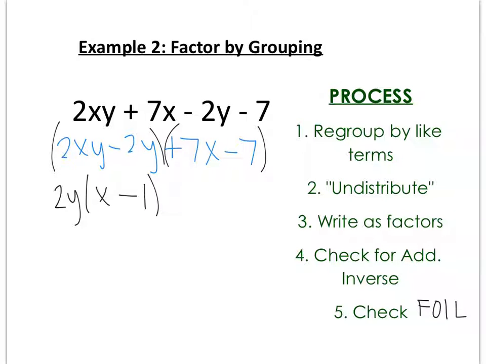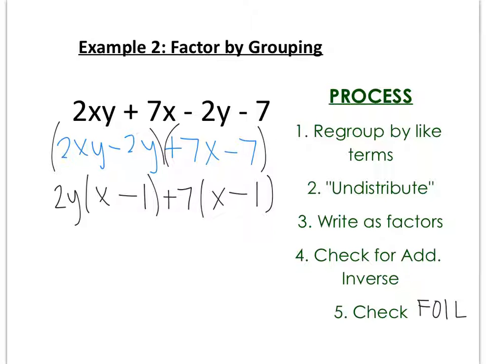Now I'm going to look at the second half, the 7x minus 7, and I'm going to pull out the GCF of those 2 terms. And that would be a positive 7, so I'll write down a plus 7. Now if I undistribute, 7 to get to 7x would be multiplied by x, and 7 multiplied by what gives me -7? Well, a -1. So I've finished grouping up my 4 terms by 2's, taking out the GCF, and undistributing. So we've done step 1 and step 2.